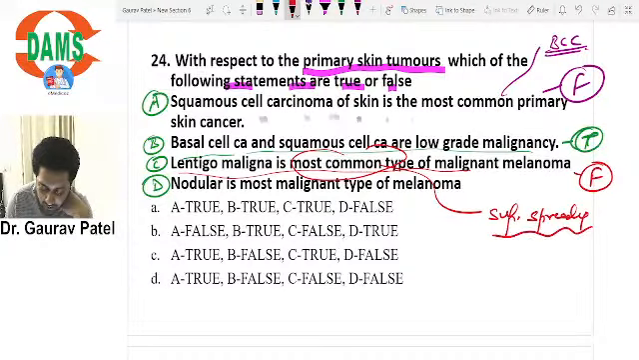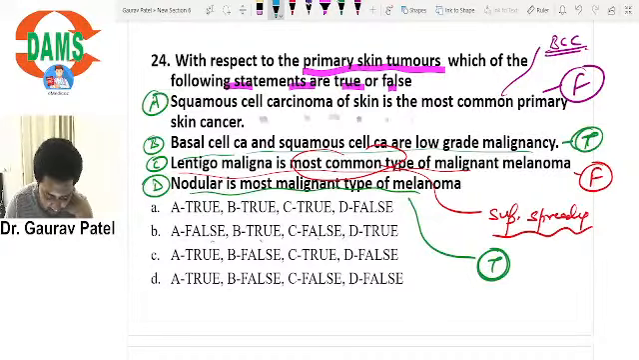Lentigo maligna is least malignant type. Nodular is most malignant. That is true. So again, false, true, which statement? False, true, option number B.